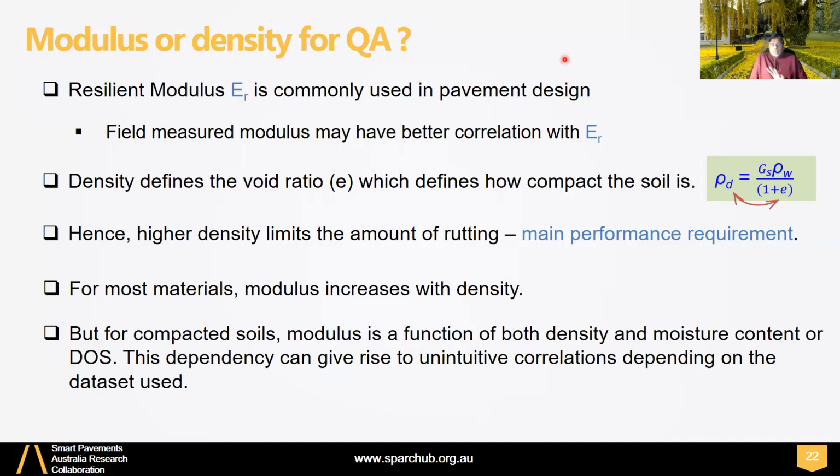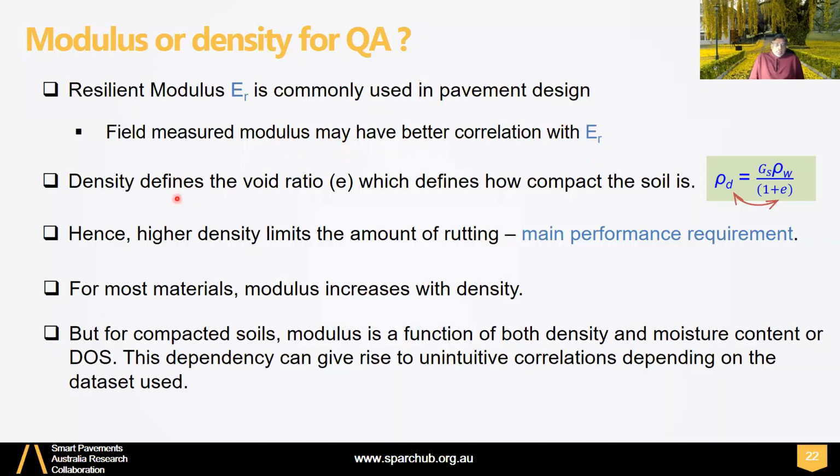But they are in the same basket. I mean, they are all apples, if you like. So modulus has similar characteristics. They may not be exactly the same, but they are similar. Field measured modulus may have better correlation with ER. So therefore, any measurement of modulus we do can have good correlation with ER normally.